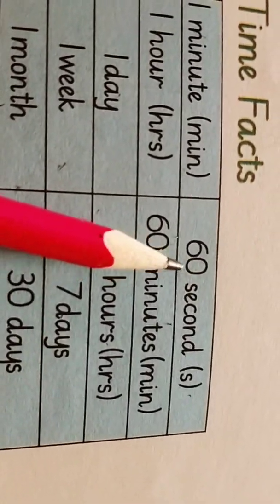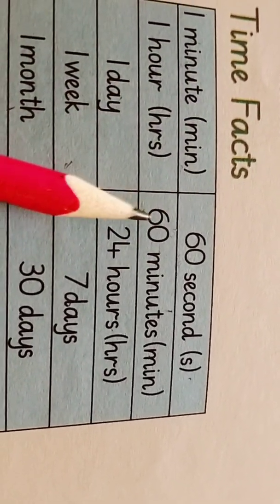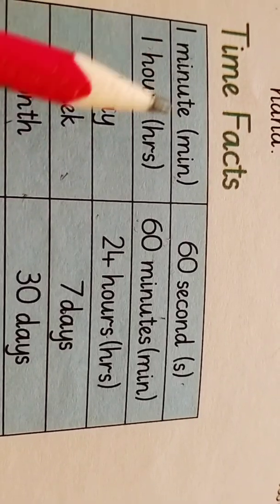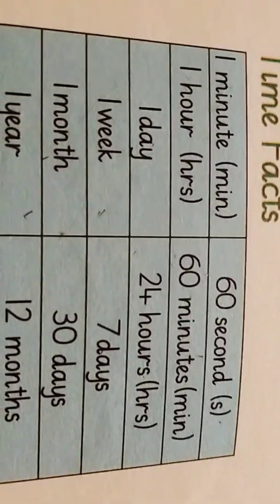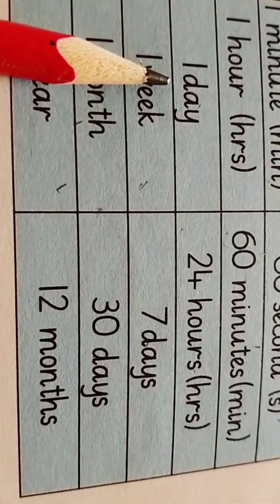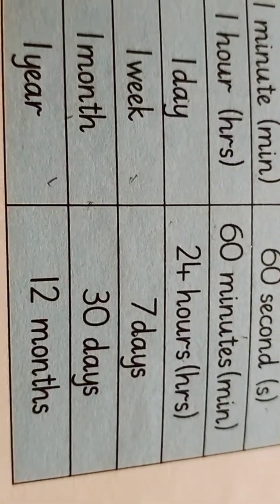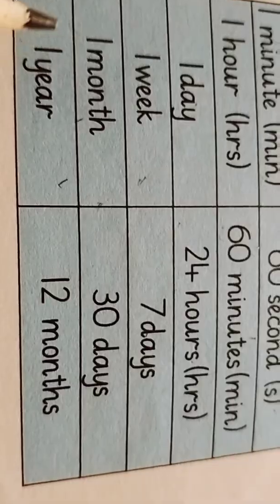60 seconds make 1 minute. 60 minutes make 1 hour. 24 hours make 1 day. 7 days make 1 week. 30 days make 1 month. 12 months make 1 year.